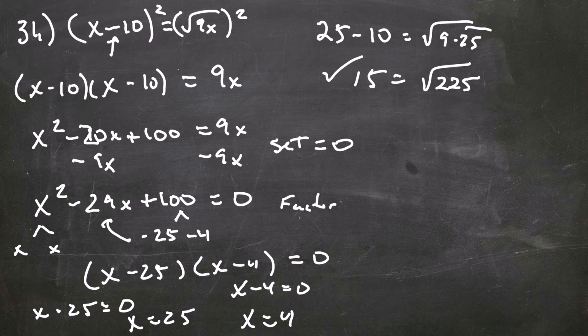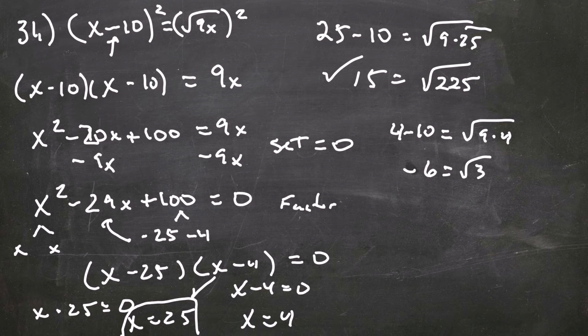And that's a true statement. So x equals 25 is a good answer. Now I got to try 4. 4 minus 10 equals the square root of 9 times 4. Is negative 6 equal to the square root of 36? That's not true. So I cross that one off and I write "extra," which tells me it's an extraneous solution. That means you did all the math right. You should have got 4 as an answer, but it's not a good answer. And that's why it doesn't work.